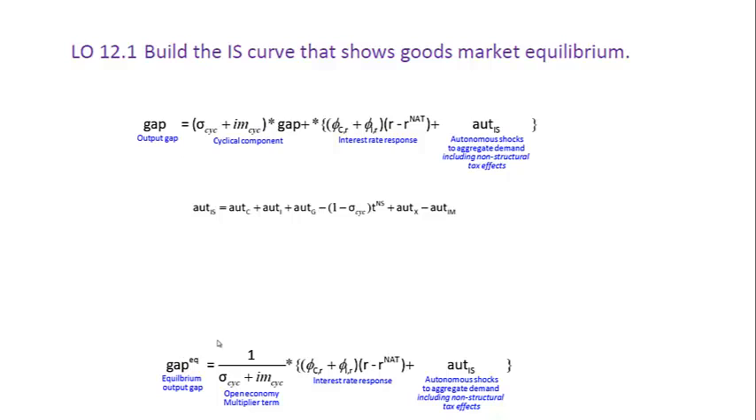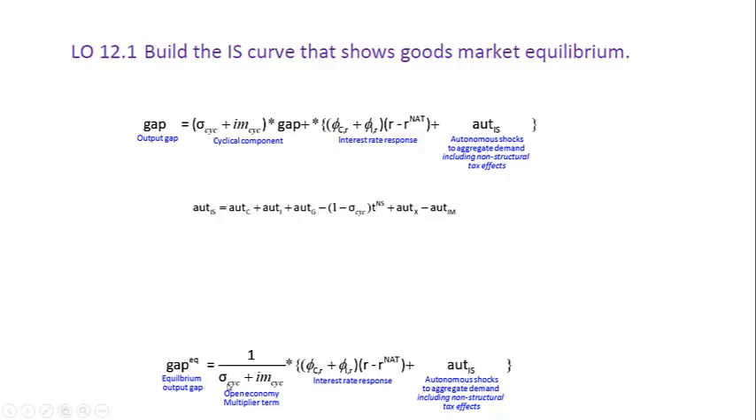So the way that this is going to be reflected here is in a new output gap equation, and our new output gap equation has the cyclical components, both from consumption and imports, and then the new interest rate responses. And we're going to call this autonomous shock now. Instead of calling it AUT-AD, now we're going to call it AUT-IS. Why? Because we've stuck in this tax term, because we're going to want to use that later on. And then what we do here is we solve out once again for the equilibrium output gap.